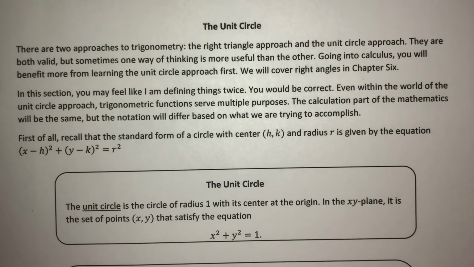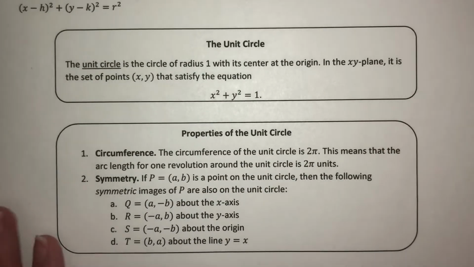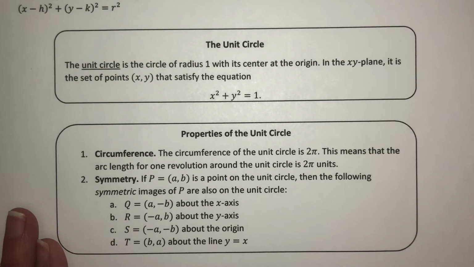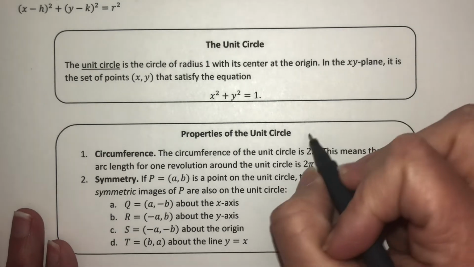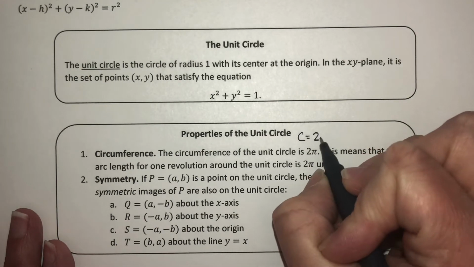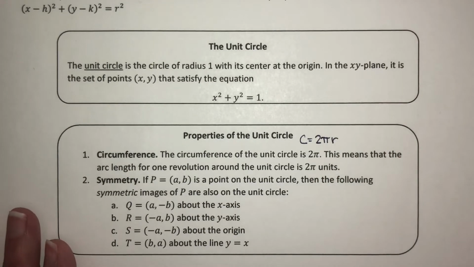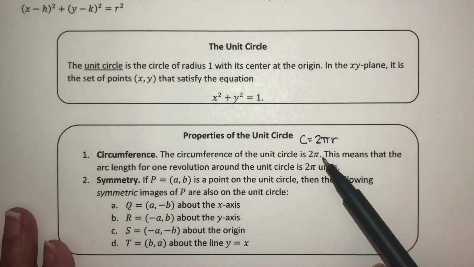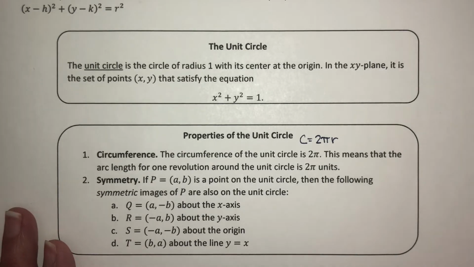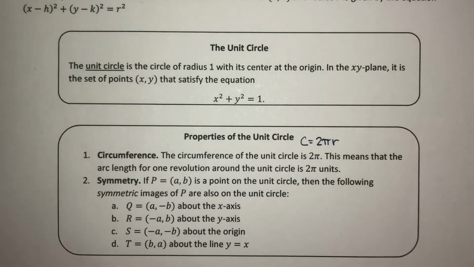Now, let's talk about some properties of the unit circle. Remember that circumference is the distance all the way around a circle, and the normal circumference formula is 2 pi r. Well, our radius is 1, so the circumference in particular for our unit circle is just 2 pi. What this means is the arc length, the distance all the way around the unit circle, is 2 pi units. Okay?